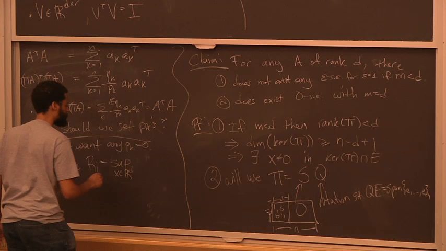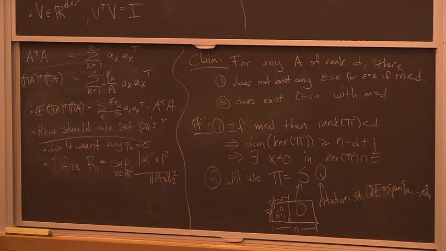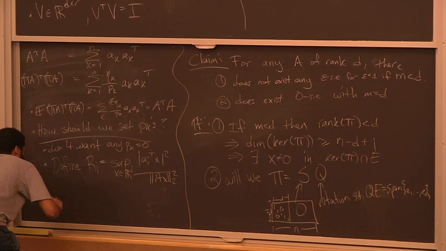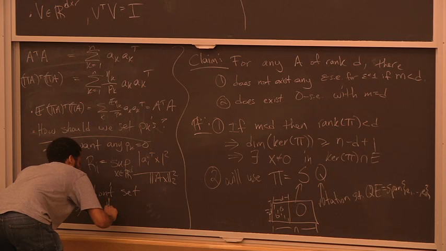Of A_i transpose x squared over the norm Ax squared. Some number I just made up. Okay, but let's define r_i to be this. I claim that if we don't set p_k to be at least r_k, then we're in trouble.